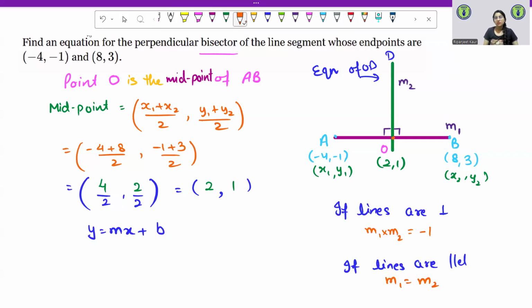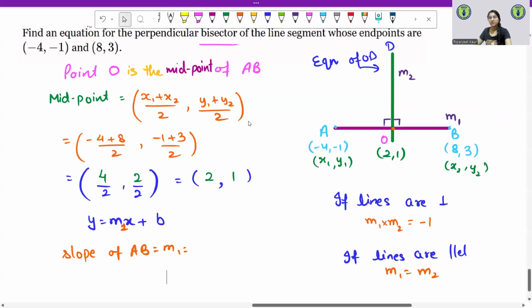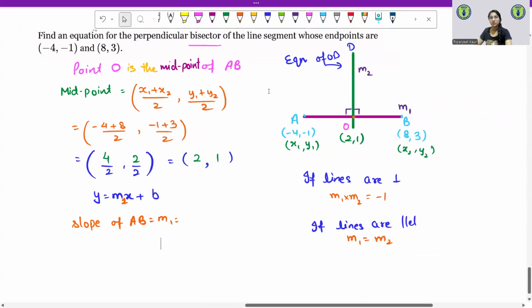So, let me call the equation for the line OD, and the slope must be m2. Can we find the slope m1, the slope of AB? So, what will be the slope?